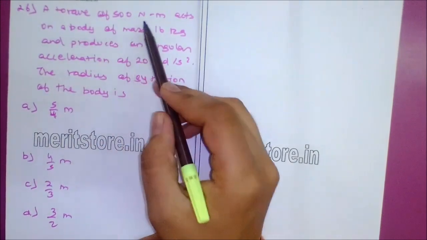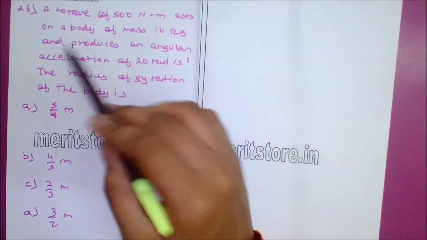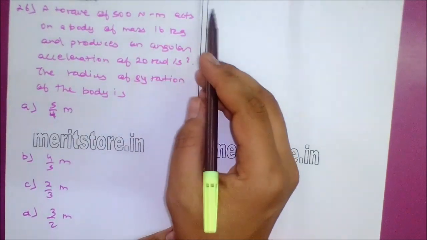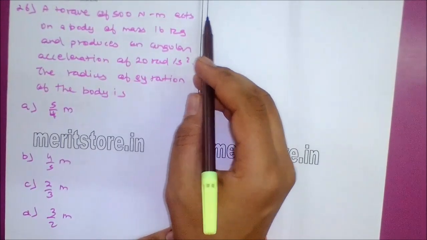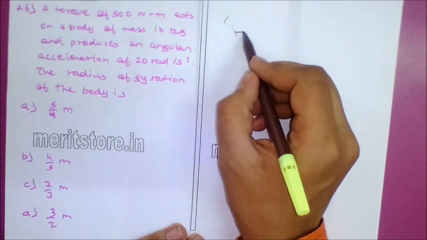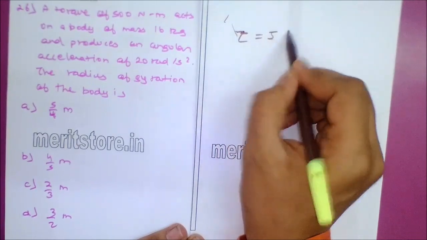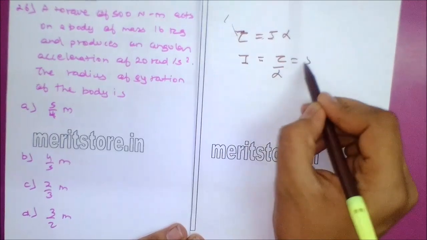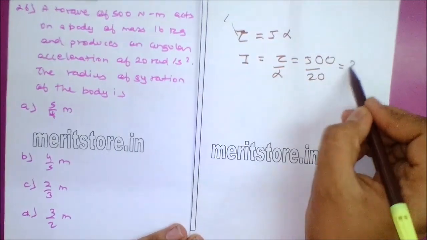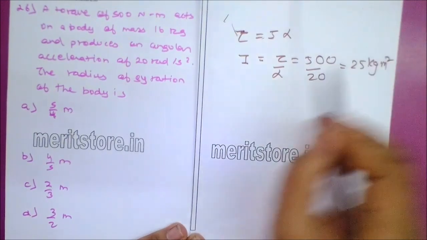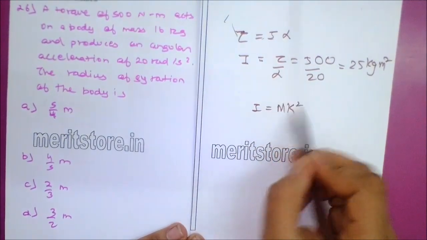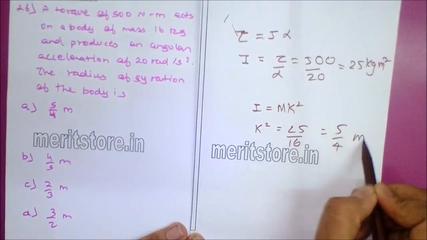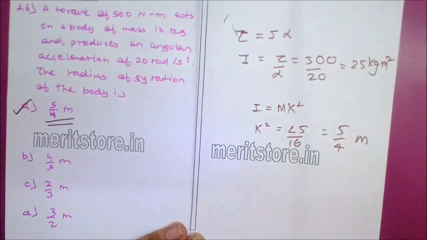A torque of 500 Newton meter acts on a body of mass 16 kg and produces an angular acceleration of 20 radians per second square. The radius of gyration of the body is? Now to calculate the radius of gyration of the body, we know torque is equal to I alpha. I is equal to tau upon alpha, which is equal to 500 upon 20, which is equal to 25 kg meter square. So I is equal to mk square. K square is equal to 25 upon 16, so k is 5 by 4 meter. So option A, 5 by 4 meter is the correct answer.